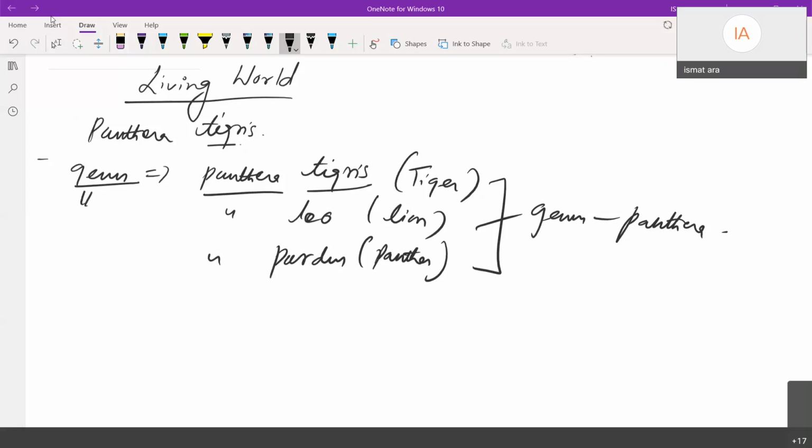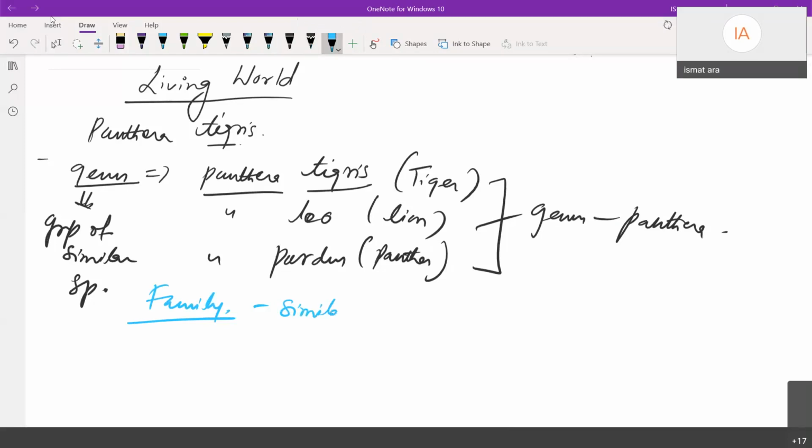Genus means a group of similar species. Next, come to family. Family means a group of similar genera. Let us take an example. Suppose Panthera and Felis. Felis means the cat family. They both belong to family Felidae.